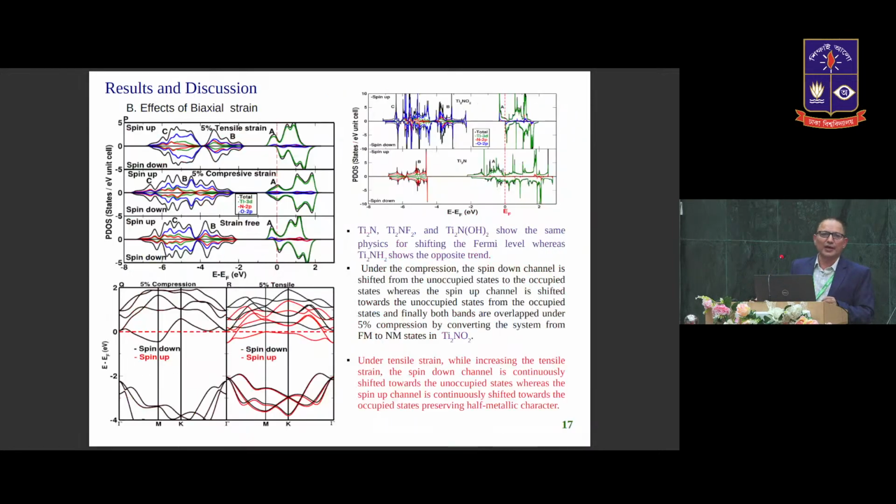Similarly, we want to see what happens when strain is used within the system. After using the strain, we observe here, this is the strain-free system. We got here the half metallic behavior. The up spin channel shows metallic and the down spin channel shows half metallic types of behavior.